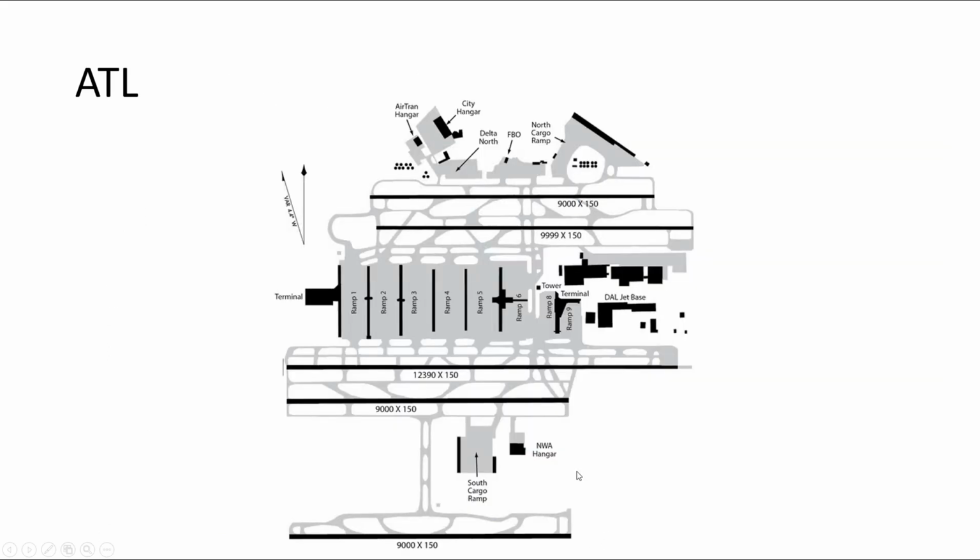For that, you can see here's Atlanta. So what would these runways be numbered? Let's assume these are due east-west, right?